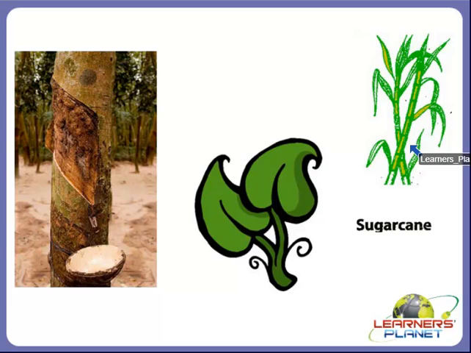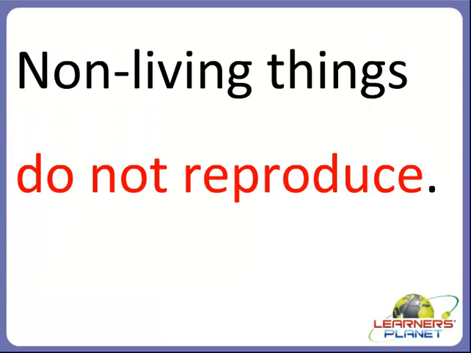So children, we saw some examples and we came to know that living things reproduce, but non-living things do not reproduce. For example, a doll, chair, table, television, computer. These are all non-living things that do not reproduce.